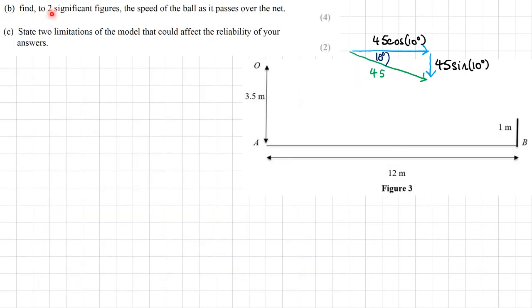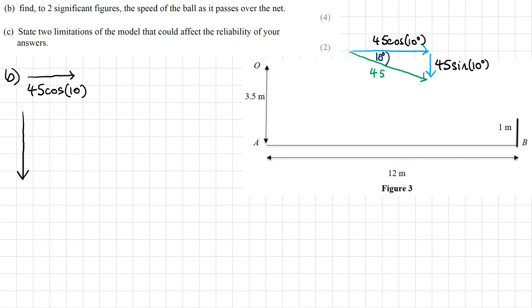Part B, find to 2 significant figures the speed of the ball as it passes over the net. Now to find the speed of the ball, we need the horizontal and vertical parts of the velocity of the ball as it gets to this point here. So we already know the horizontal, that's constant, that doesn't change. So that's 45 cos 10. So with 45 cos 10 and another number, we're going to be doing Pythagoras. So let's work out now the vertical part of the velocity.